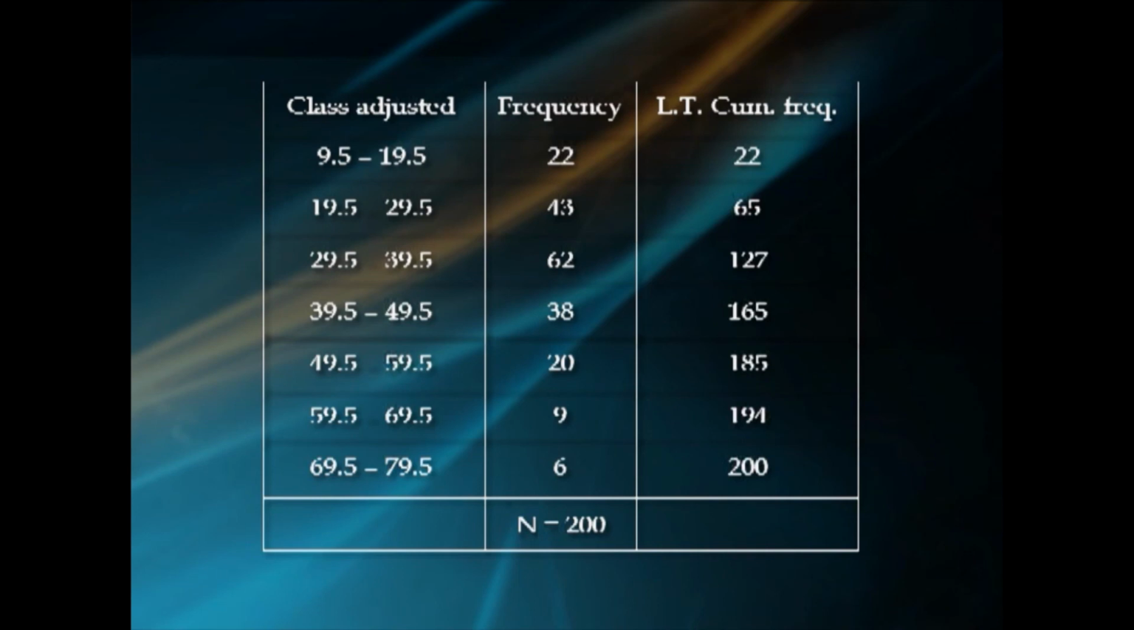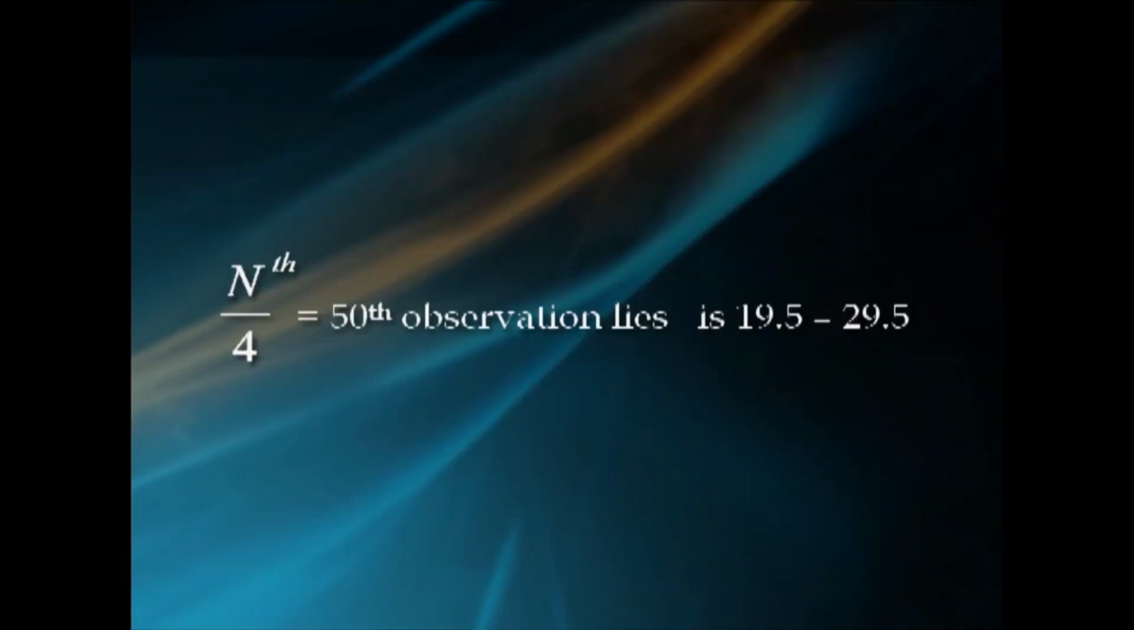Corresponding frequencies 22, 43, 62, 38, 29 and 6. Less than cumulative frequencies 22, 65, 127, 165, 185, 194 and 200. Here capital N equal to 200. Class in which N by 4th, that is 50th observation lies, is 19.5 to 29.5.